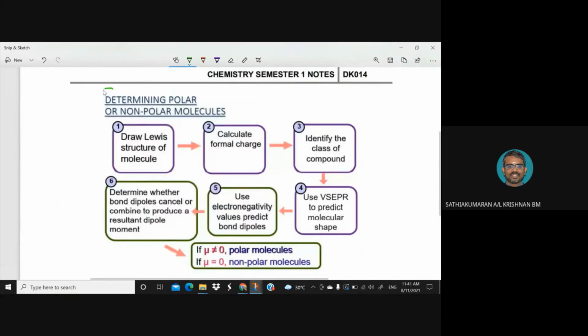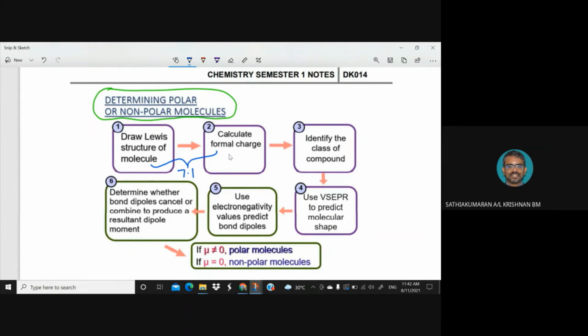How to determine whether a molecule is polar or non-polar? If I am given a molecule, how can I identify if it is polar or non-polar? So what is your first step? You have to draw the Lewis structure of the molecule and calculate the formal charge. From the calculation of formal charge, you can predict the most stable Lewis structure. This one we already learned in 7.1.